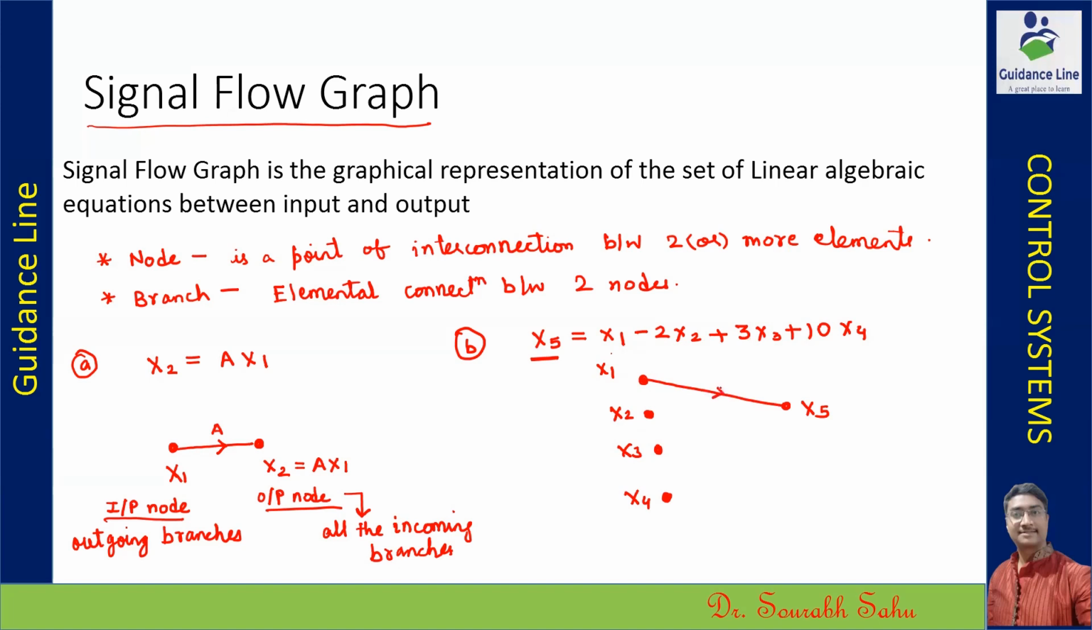Now all these nodes are connected to x5. x1 is connected to x5 with a gain of 1, x2 is connected to x5 with a gain of -2, likewise x3 is connected with a gain of 3 and x4 with a gain of 10. The whole graph comprises this equation: x1 minus 2x2 plus 3x3 plus 10x4. So now we have multiple inputs and a single output.